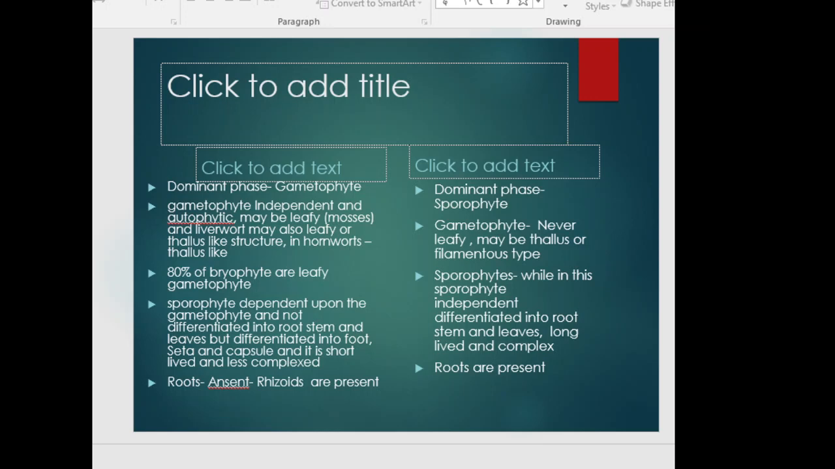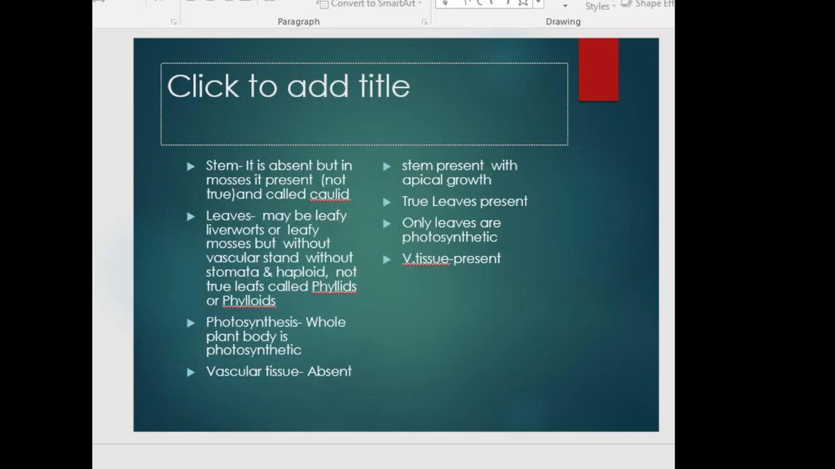Here the spelling is a little wrong, here it is absent, okay. In bryophytes, stem is absent, but in mosses it is present, but it is not true. It is called caulid. And in the pteridophyta, stem is present and they have the apical growth.